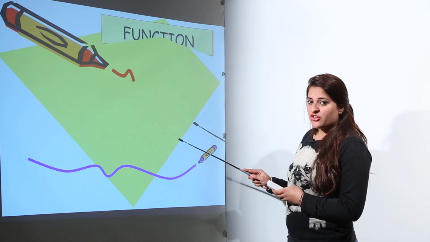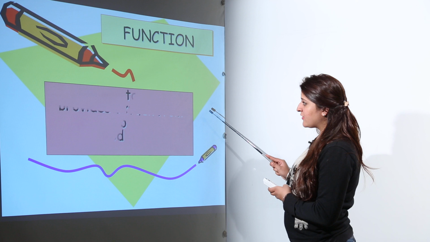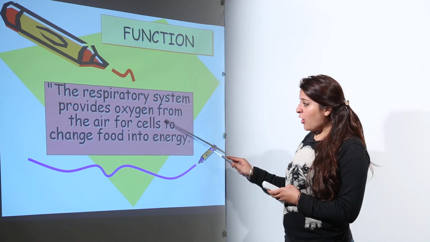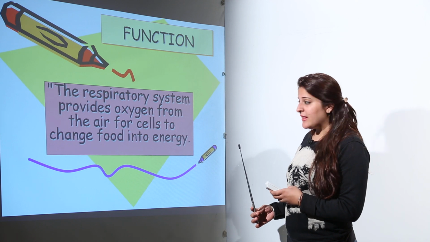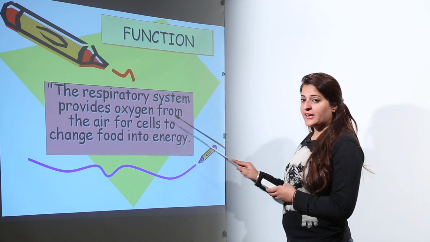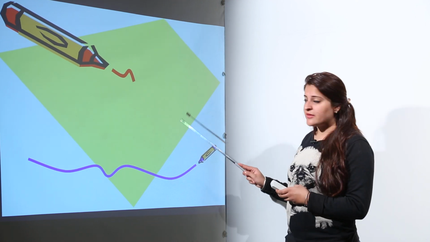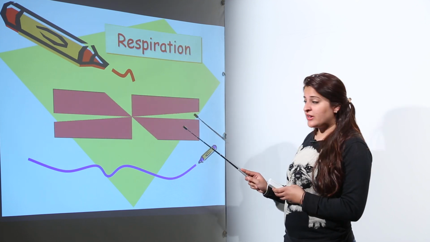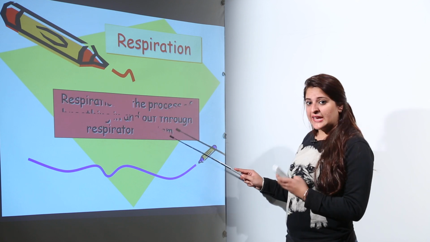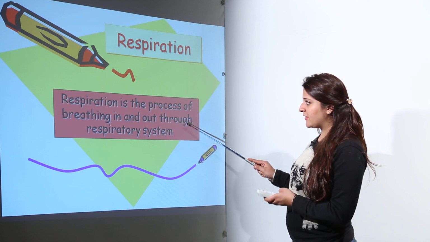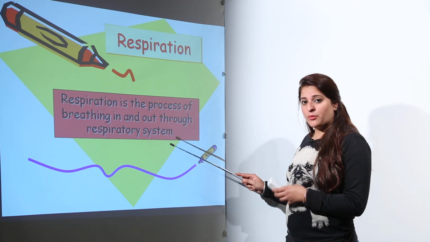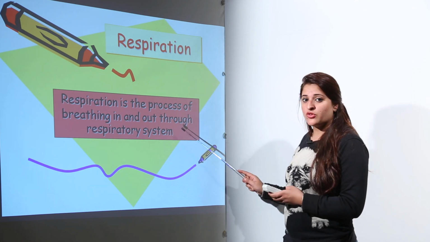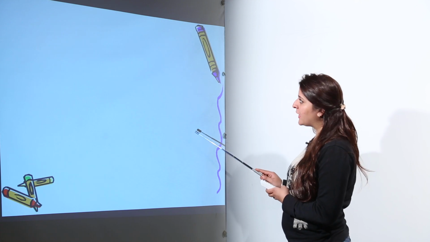Now, what is the function of the respiratory system? The function of the respiratory system is that it provides oxygen from the outside air to the cells, so that these cells can act and convert the food into energy. What actually is respiration? Respiration is the process of taking in and breathing out oxygen, and this occurs through a well organized system, which we call the respiratory system.